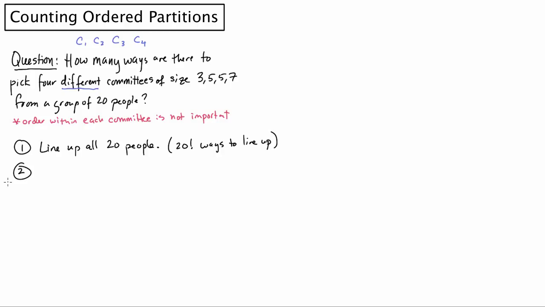Okay? The second thing I might do then is just sort them. So sort based on order. And what I mean by that is the first 3 go to committee 1, the second 5 go to committee 2, and so on. So if you want to think of the sorting hat from Harry Potter, I'm basically sorting everybody into their houses. Now, it's just based on how I initially lined them up. But here's the thing. Within each committee, it doesn't matter.